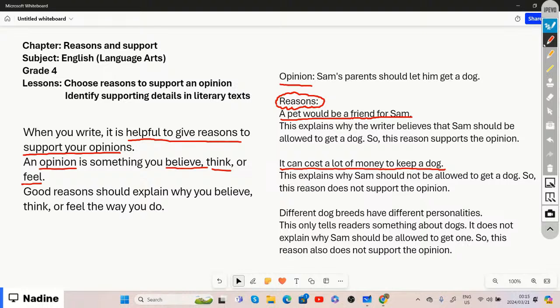All right. So if we look at the reasons, the best possible reason that supports Sam's parents should let him get a dog is that a pet would be a friend for Sam. So this reason supports why Sam should be allowed to get a dog, right?